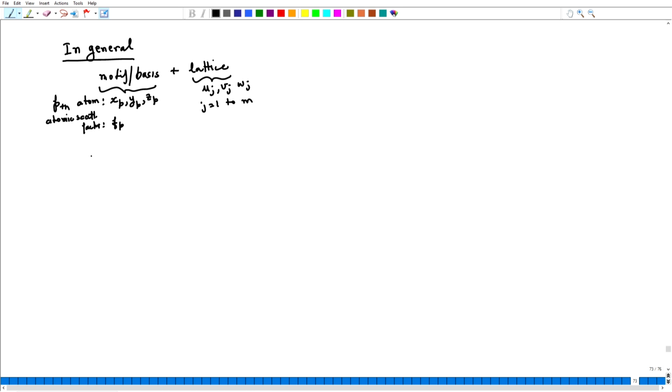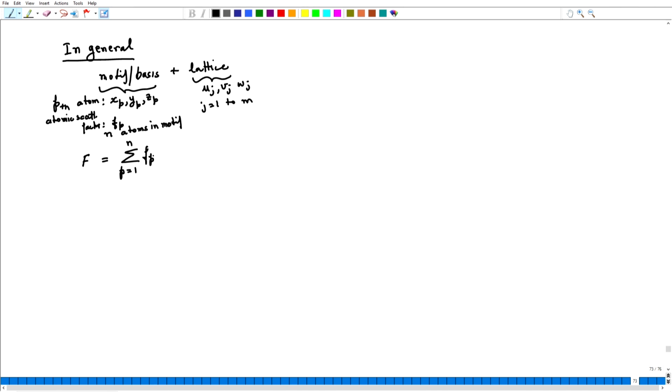Then I can write the structure factor equation in a rather simple manner. Let us say that there are n atoms in the motif. They can all be same, or they can all be different, or some different, some same. It can be any combination. So, I can write the structure factor now as 2 summations, p equal to 1 to n. This is the motif part I am writing.